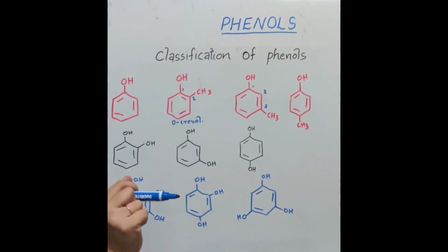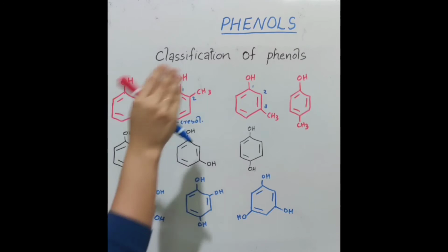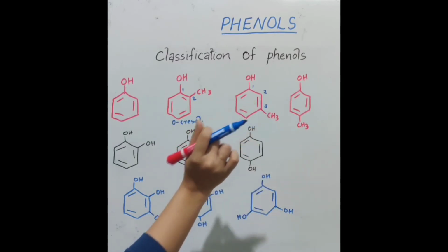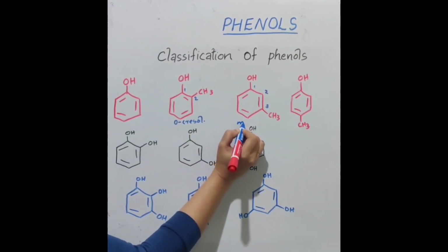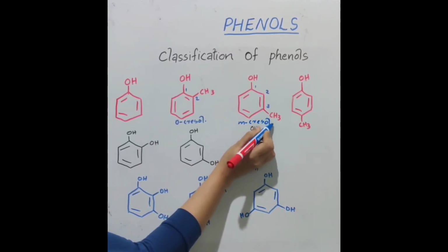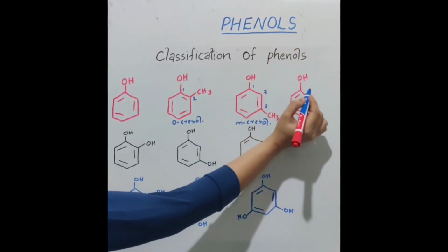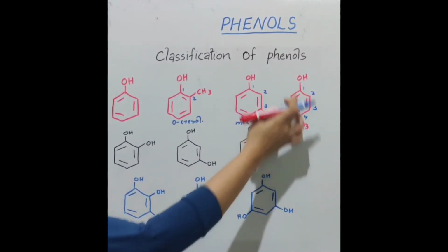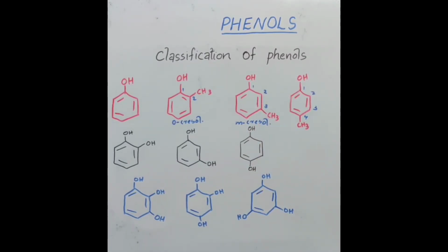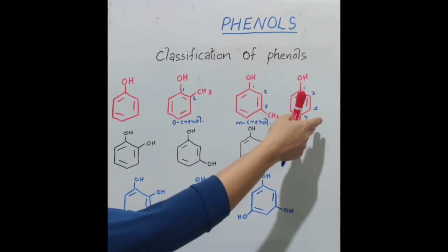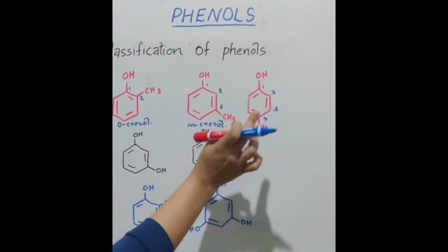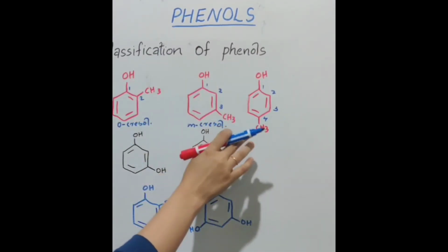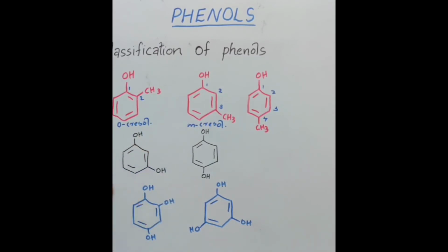But the common name of this phenol is metacresol. And the last one, 1, 2, 3, 4: in the IUPAC nomenclature, this is 4-methyl phenol. But the common name of this phenol is paracresol.